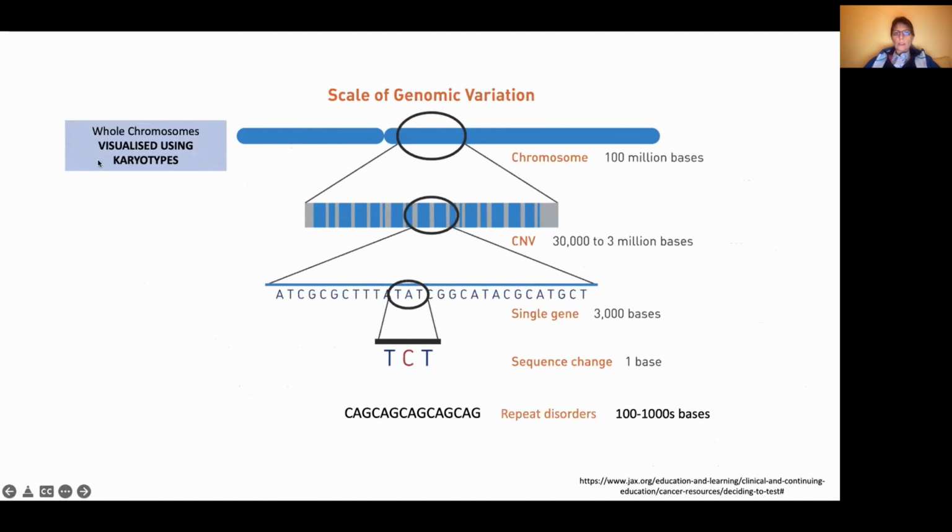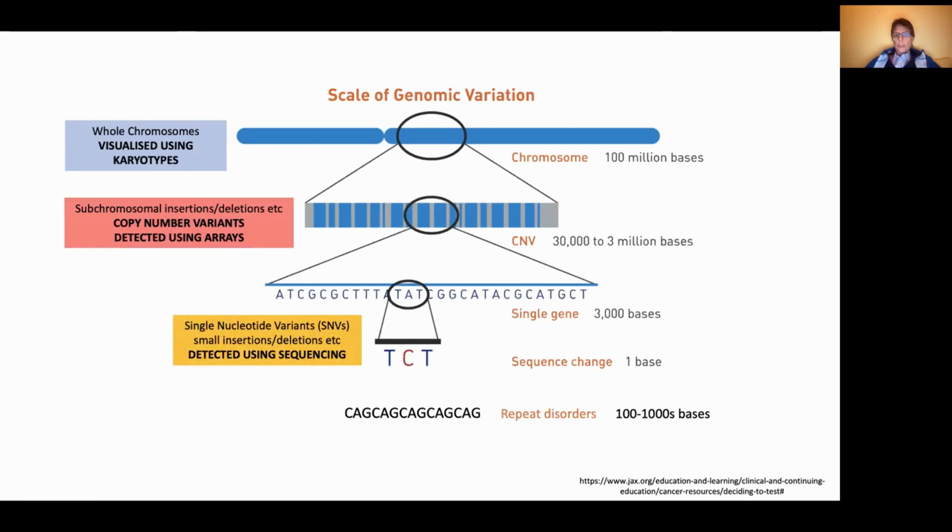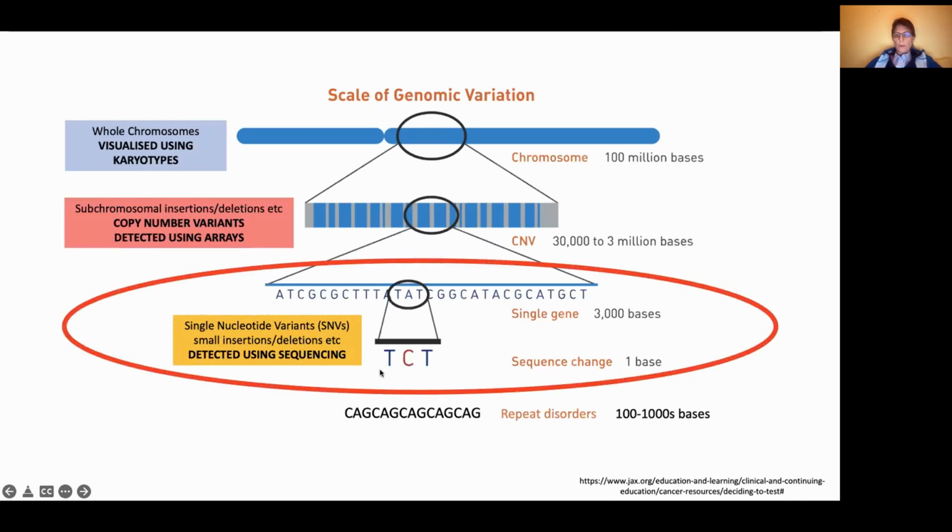But many genetic disorders are not visible under a light microscope like a karyotype is. They can be submicroscopic, microscopic insertions or deletions known as copy number variants, and they are detected using arrays of some description. Or you will be looking at single gene conditions and individual nucleotide changes. And these are detected using sequencing technologies. That's what I'm going to focus on today.